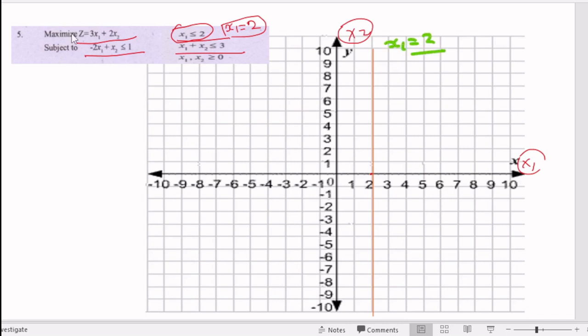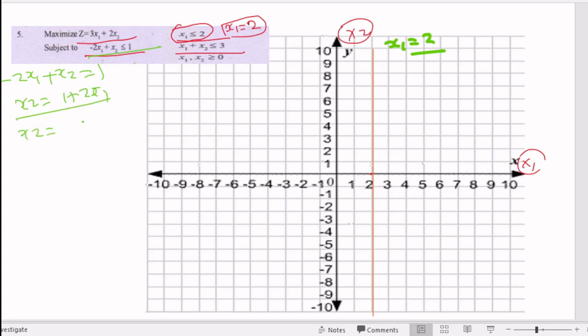Next line we need to draw: minus 2x1 plus x2 is equal to 1. Again we have to find the points. Since there are multiple lines, we can restrict to 2 points. You can draw using 2 points or 3 points, but since there are 3 different lines, I'll go for 2 points and it will be correct. No marks will be deducted. So x2 is equal to 1 plus 2x1. I'm doing that so that I can get the exact points of x1, x2.